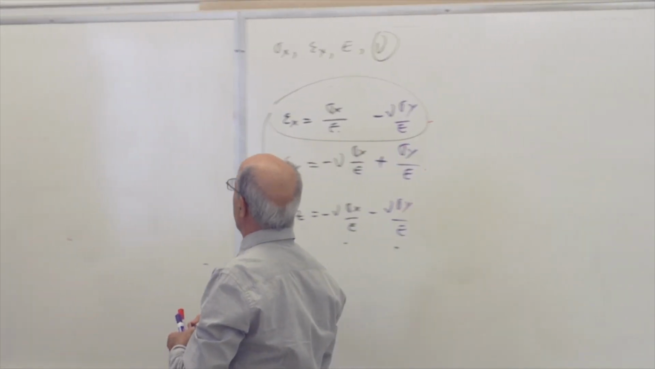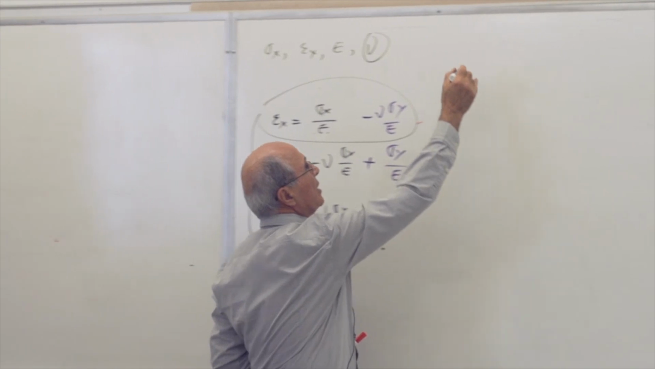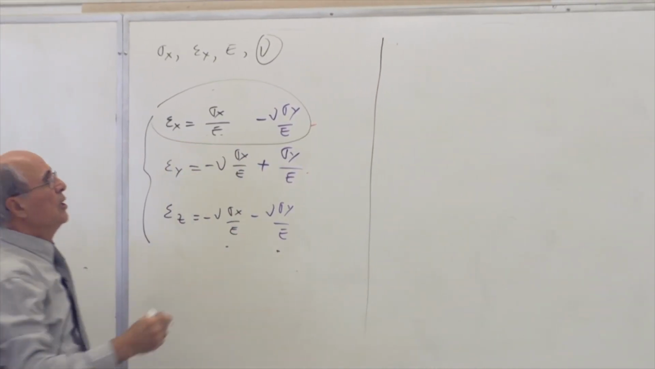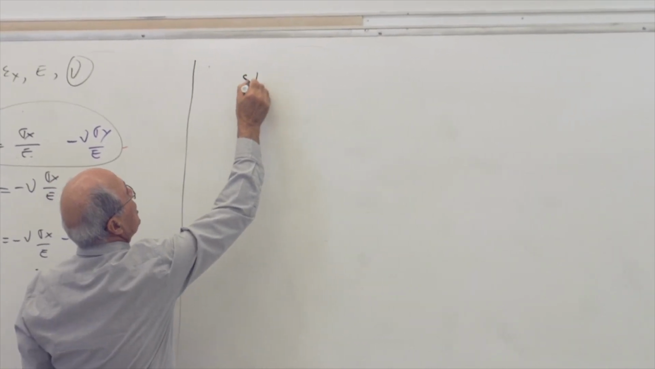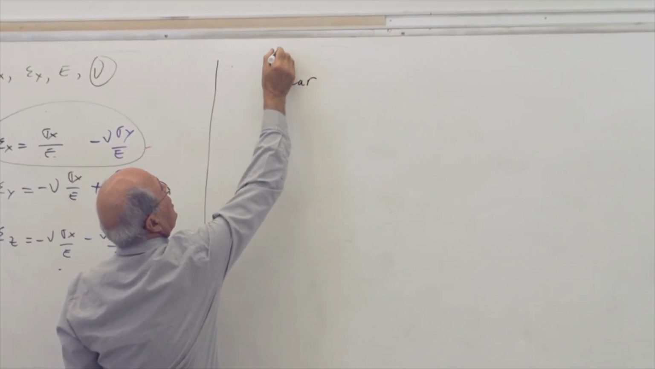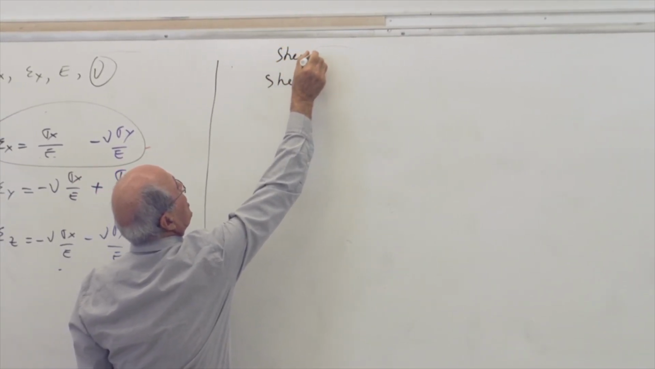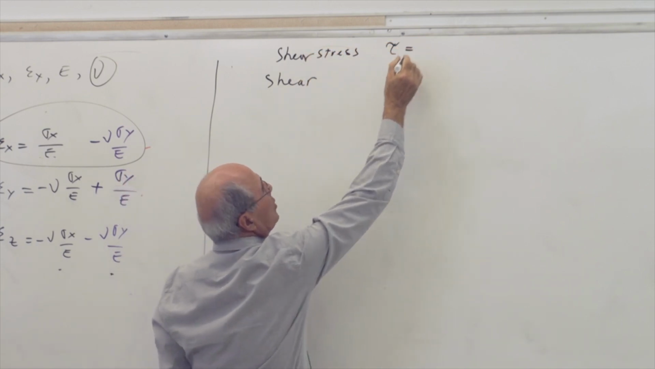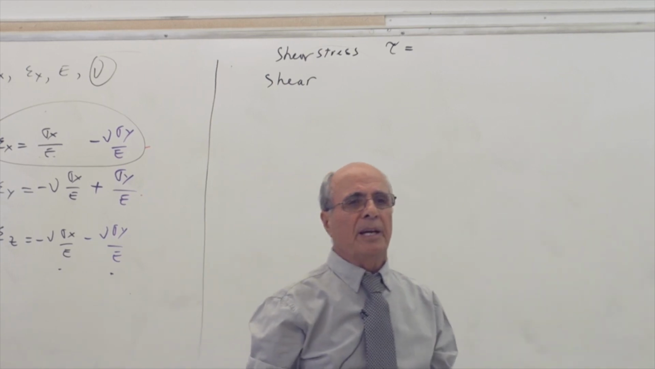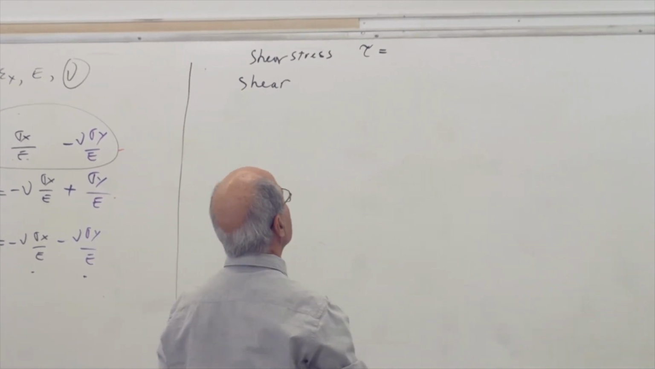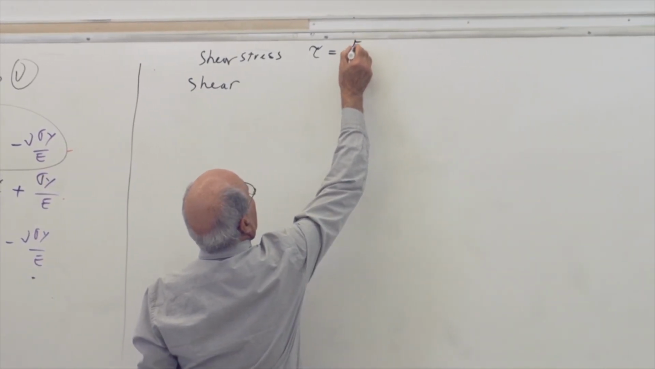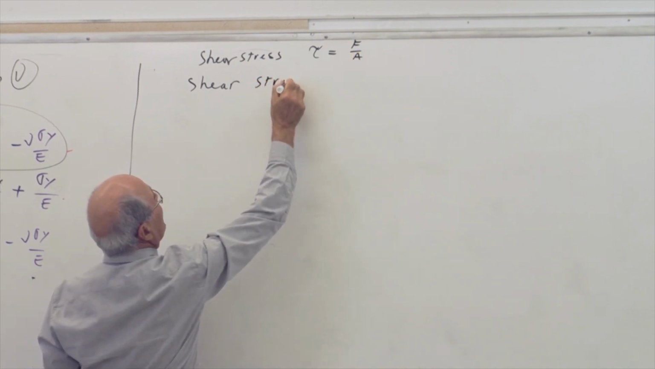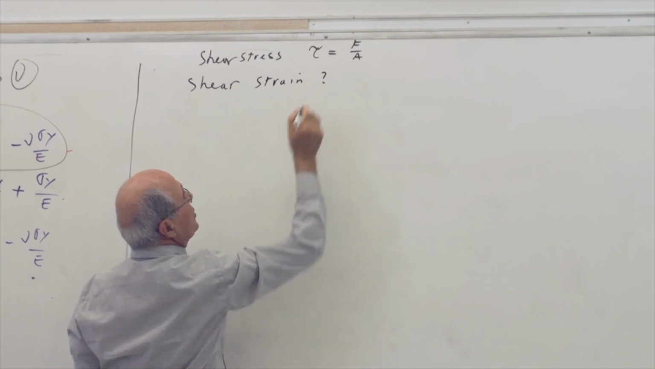Remember, we may have it now, so please write it down. This is a totally new idea. You haven't heard it. These are shear stress. So let's put it this way. Shear stress, we know, is equal to tau. Remember, tau was equal to force over area, correct? What is shear strain now? This is the question we want to answer.